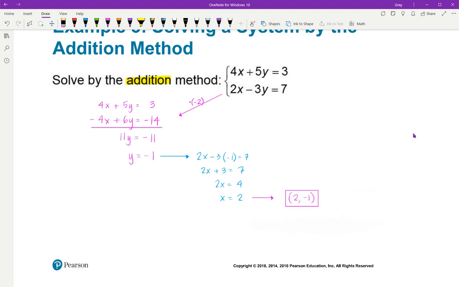Okay? Again, if you want to check it, okay, I checked it into the bottom one. So when I actually go and check, I really only have to check the top one. So I'm going to plug in 2 for x, -1 for y, and 8 minus 5 is equal to 3. So I know I'm good. All right. A quick visual.